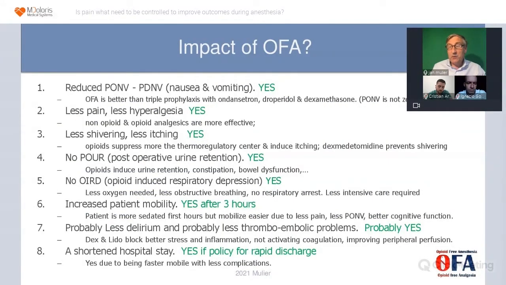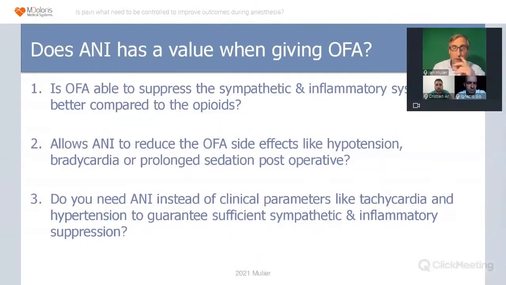What is the impact if we use opioid-free anesthesia? Well, we had already a lot of discussion on the disadvantages of the opioids, so I will not go over that now. But we will discuss three things. First, is opioid-free anesthesia able to suppress sympathetic and inflammatory systems better compared to the opioids? That's a bit of a big question.